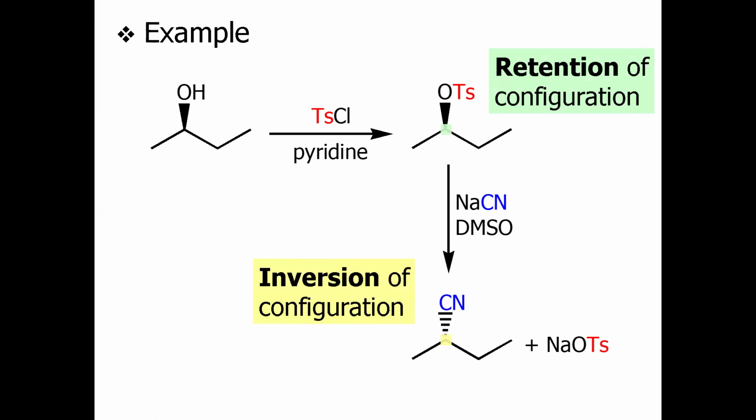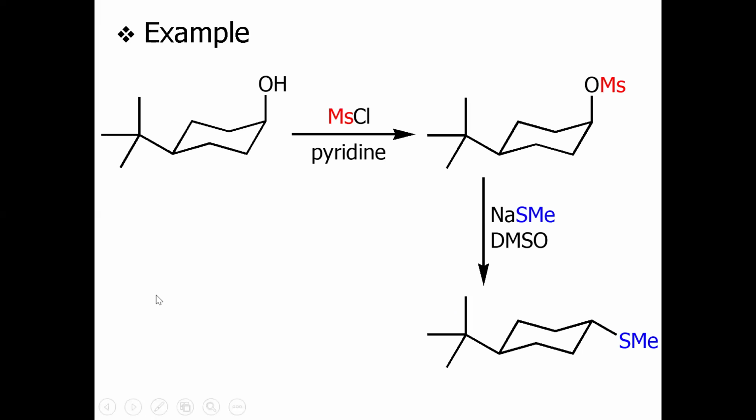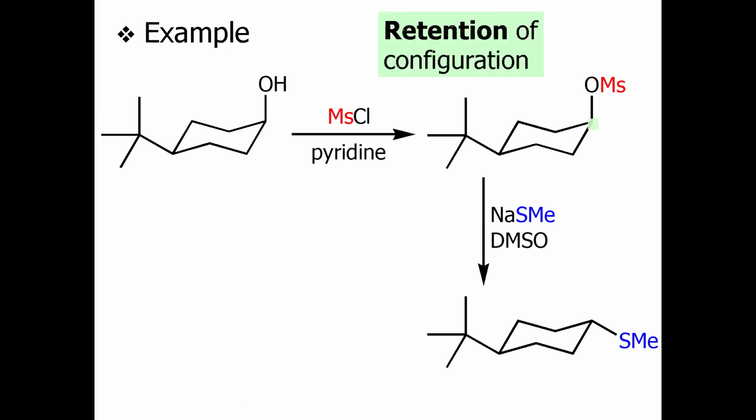So we can say the conversion of alcohol into the tosylate or mesylate will retain the configuration, while the reaction of this tosylate or mesylate with the nucleophile will invert the configuration. Another example: when we have the alcohol on an axial position, when treated with methanesulfonyl chloride, the axial position remains as it is. When treated with sodium thiomethoxide, we have an equatorial position, so the orientation changes.